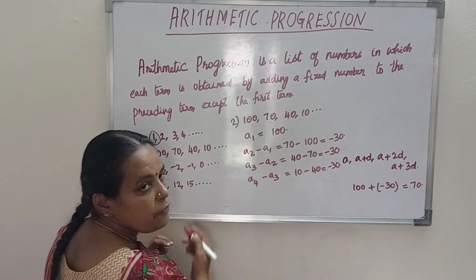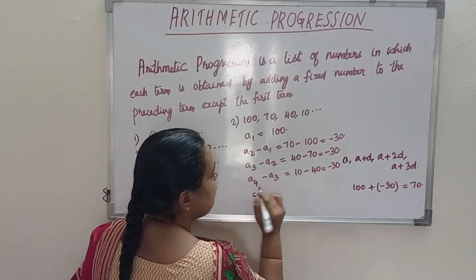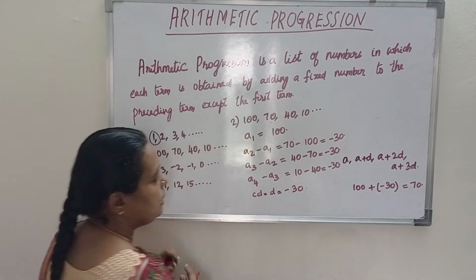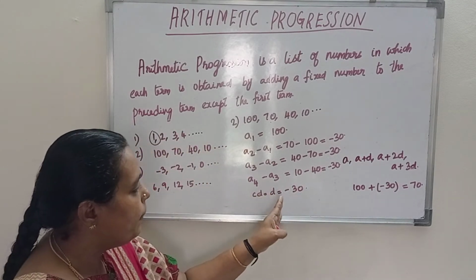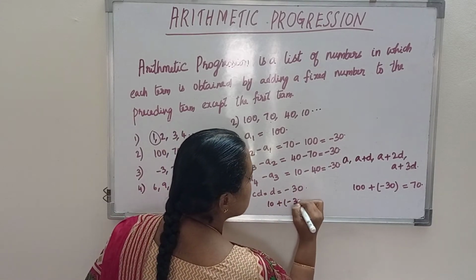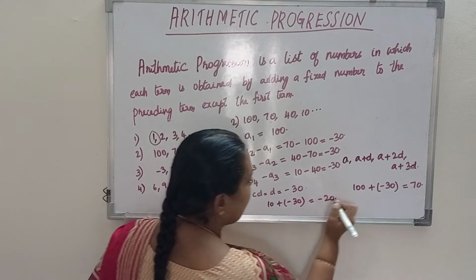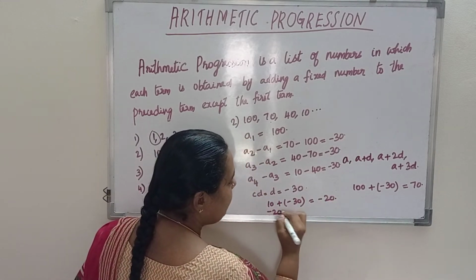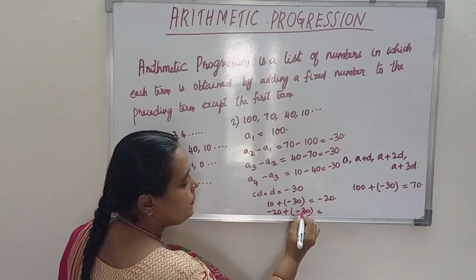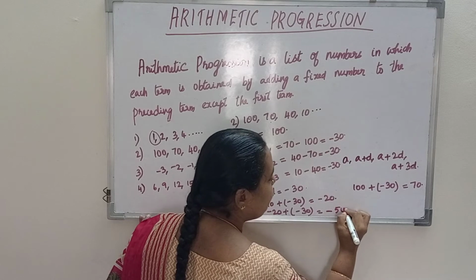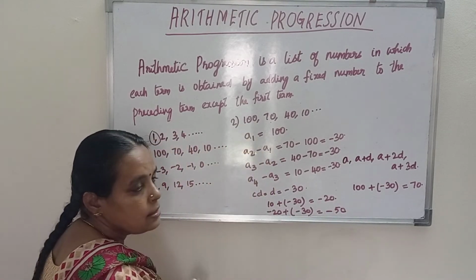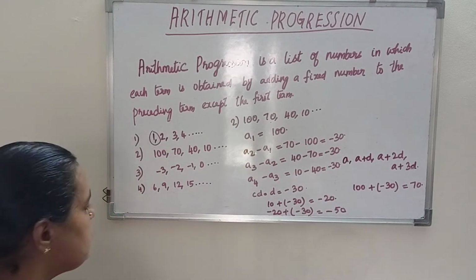So what is the common difference in this question? The common difference D is equal to minus 30. So the sequence continues by adding minus 30. 10 plus minus 30 is minus 20. Minus 20 plus minus 30 is minus 50. And the sequence will continue in this pattern, by adding minus 30.